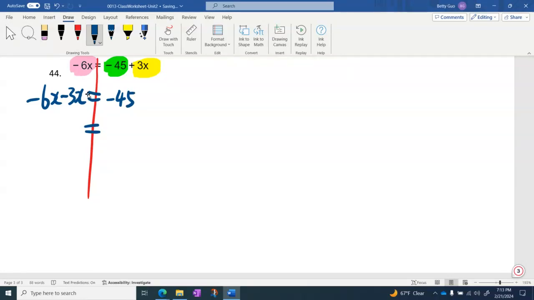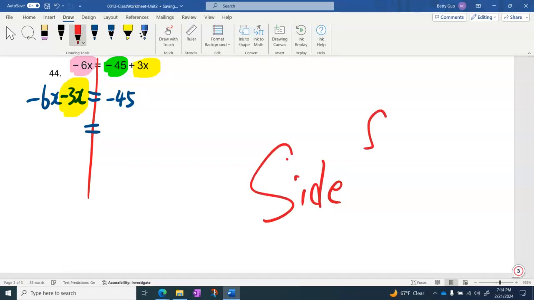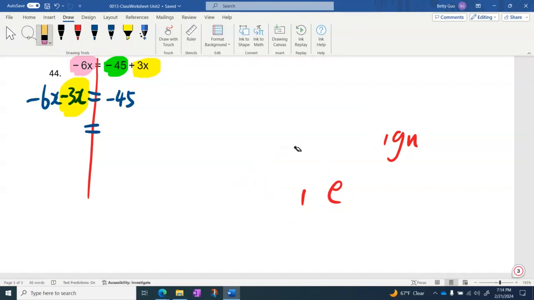Very, very important. The only thing that changed here is the yellow term. Since the yellow term changed the side, you have to change the sign in front of it. Negative 6x minus 3x, you lost 6 chips, and then you lost another 3 chips. You lost more than earlier, so you lost 9 total. On the right side is negative 45.